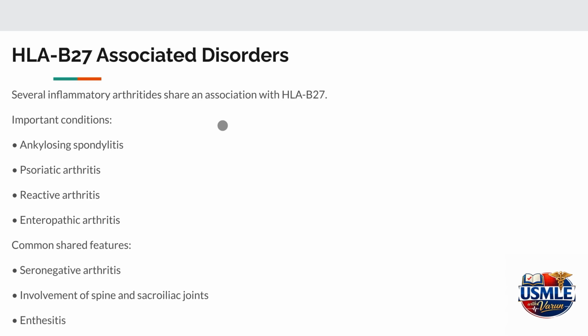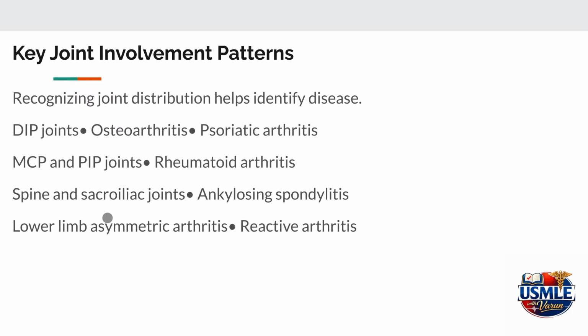Several inflammatory arthritides are associated with the HLA-B27 genetic marker. These include ankylosing spondylitis, psoriatic arthritis, reactive arthritis, and enteropathic arthritis. These diseases share several features. They are typically seronegative for rheumatoid arthritis. They often involve the spine and sacroiliac joints, and they frequently cause enthesitis, which is inflammation where the tendons attach to the bone. Recognizing this shared pattern helps identify these disorders during exams.